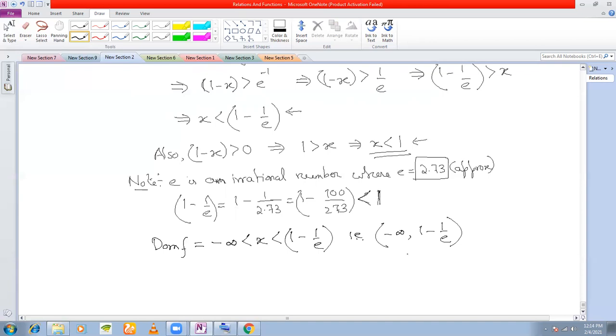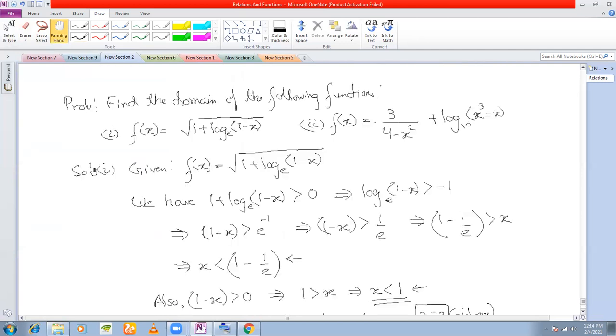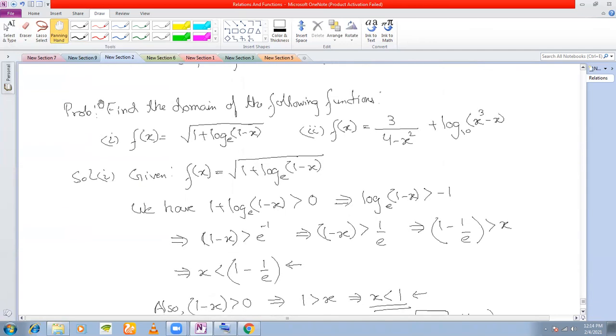Yes, sir. So that is what the domain of this is. We now move on to the last one from this. That is f(x) is equal to 4 minus x square plus log of x cube minus x to the base 10.